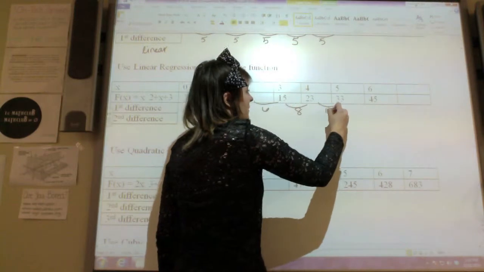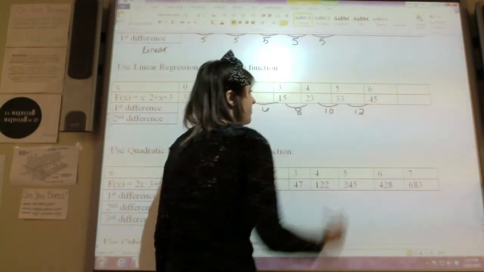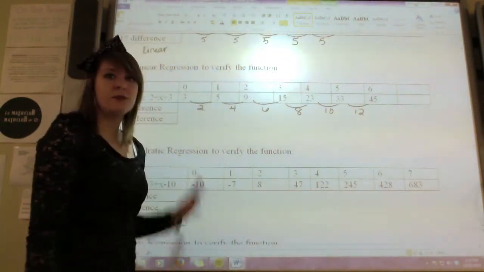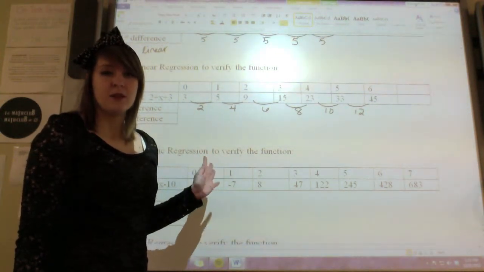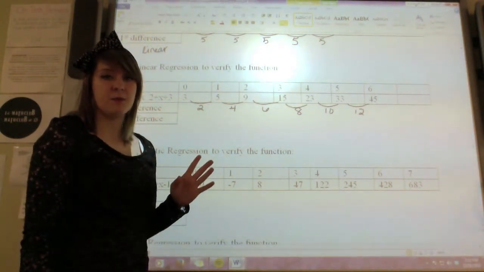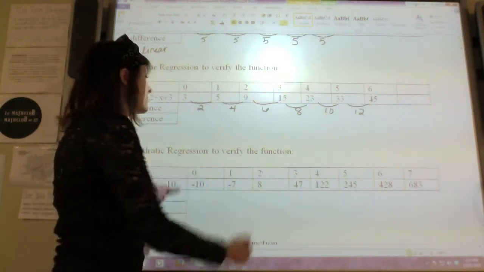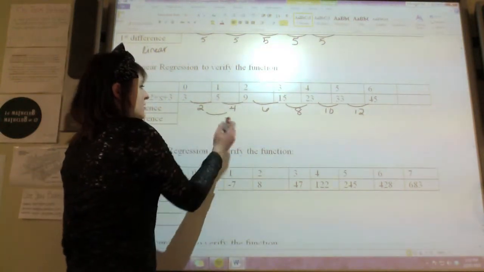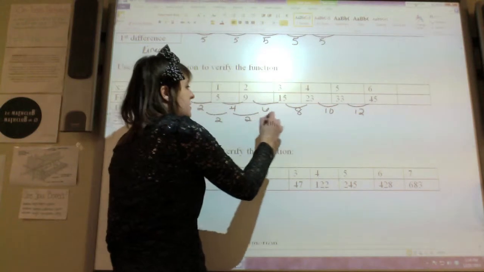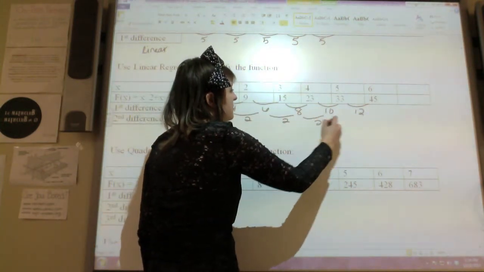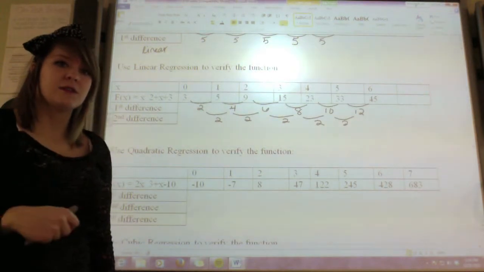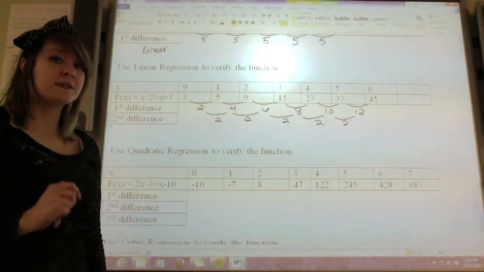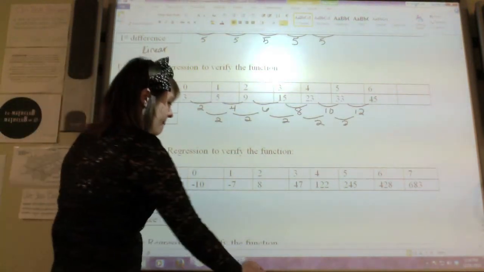8, 10, 12. Okay, so you'll notice that this first difference here was not common. That means that it's not all the same numbers. So that means I need to keep going. So now I'm going to find the differences of these numbers. This one's 2, this one's 2, 2, 2, 2. So that means I have a second degree difference, which means that this is going to be a quadratic function.